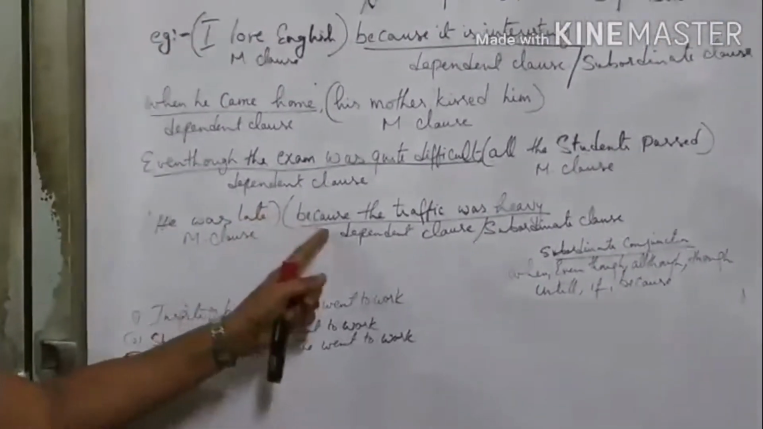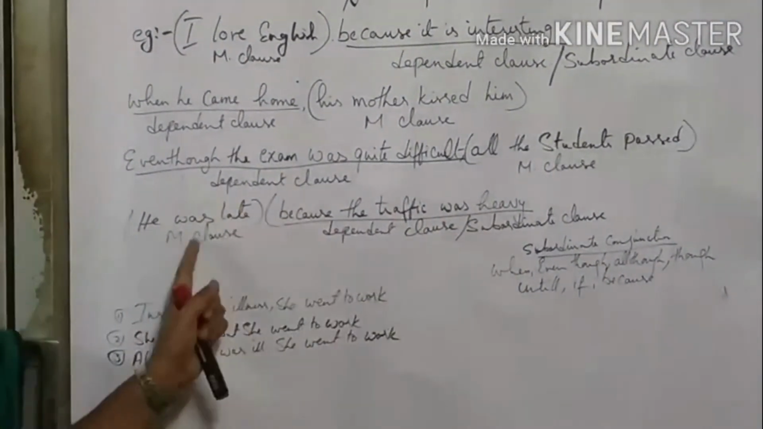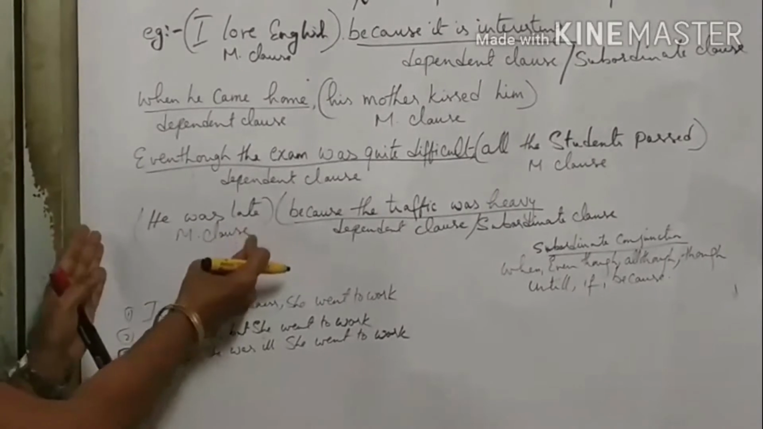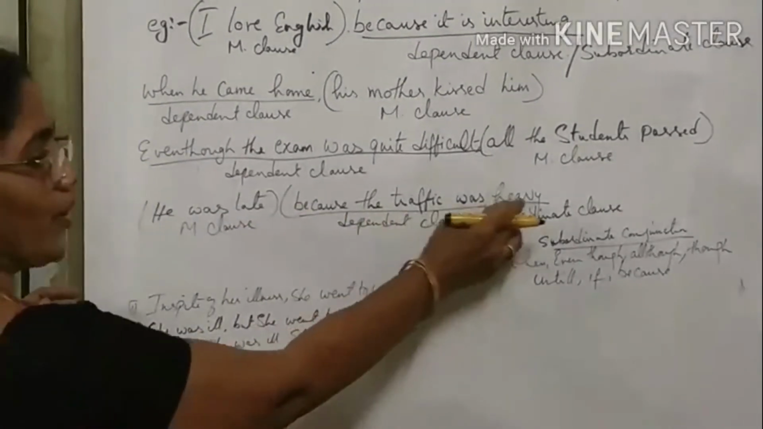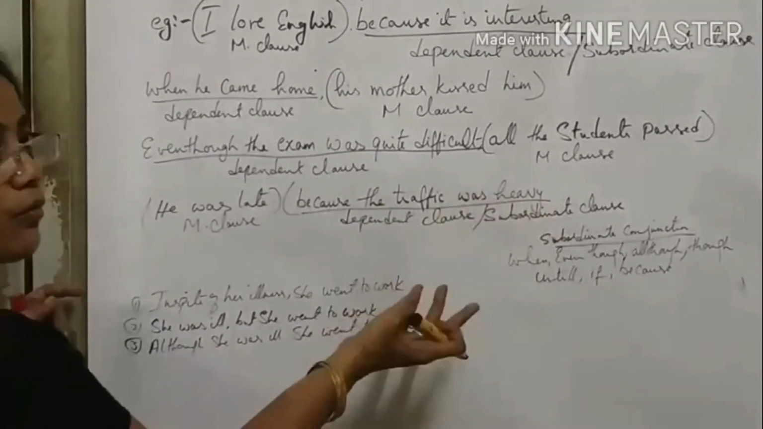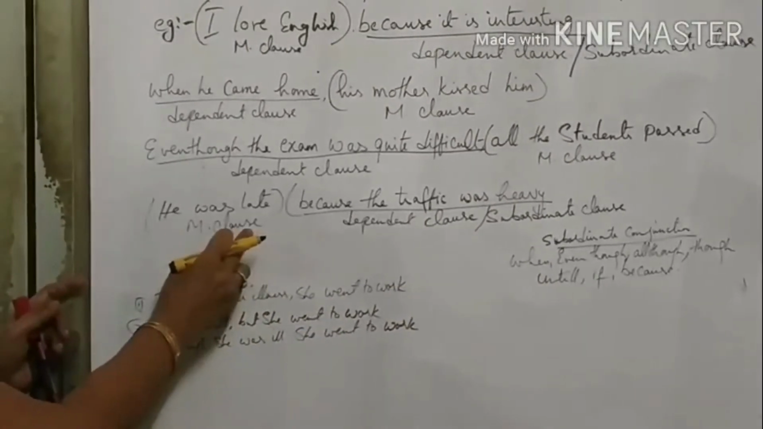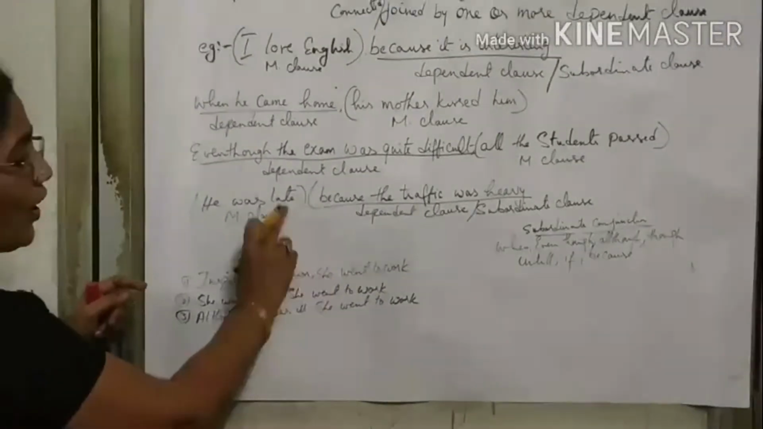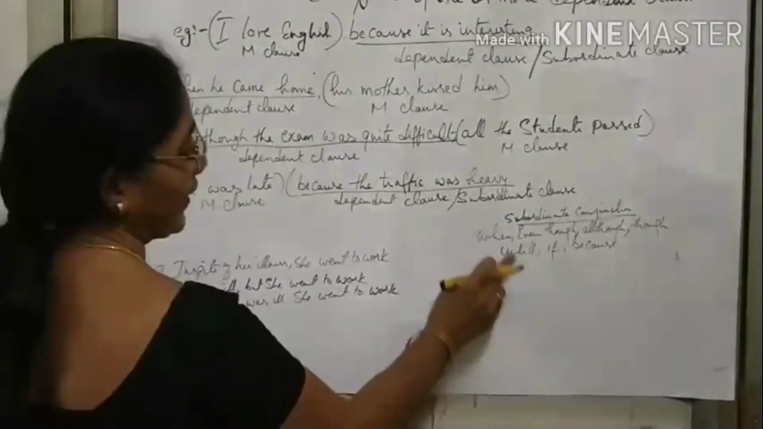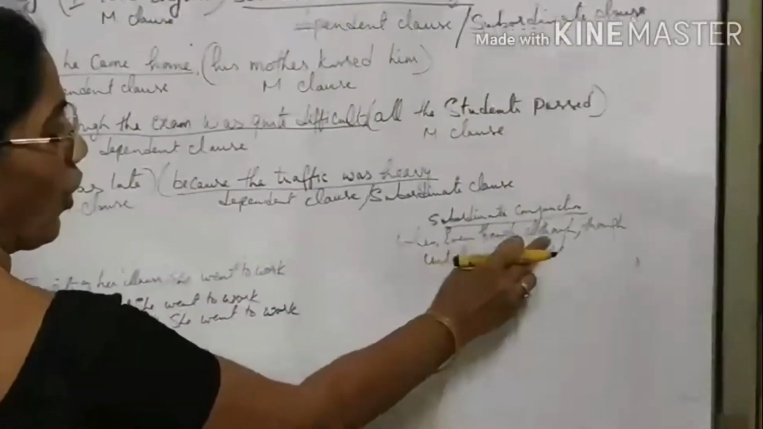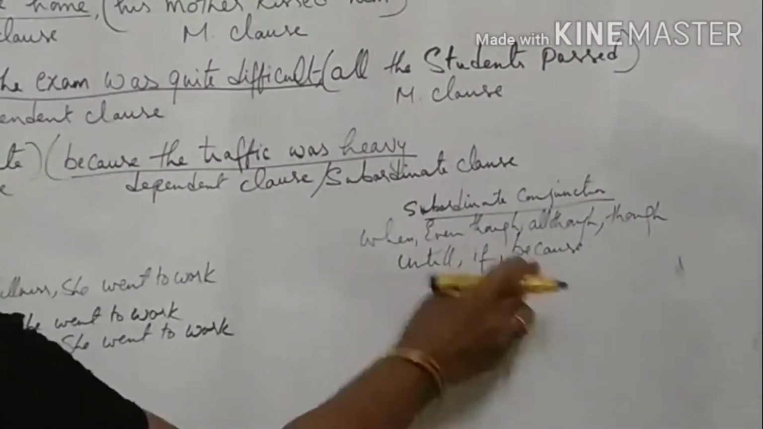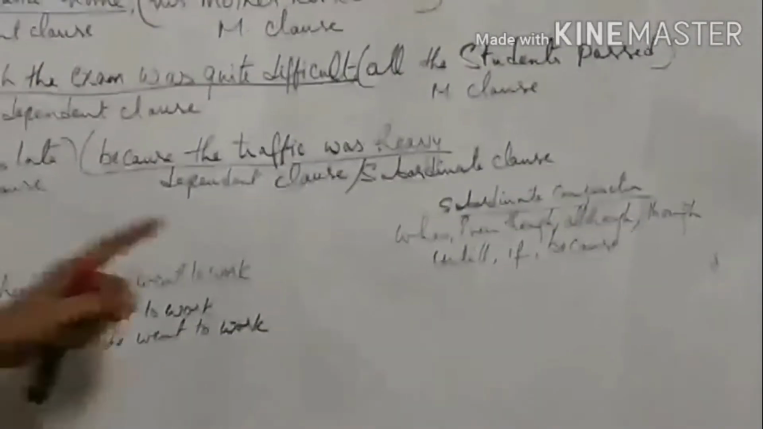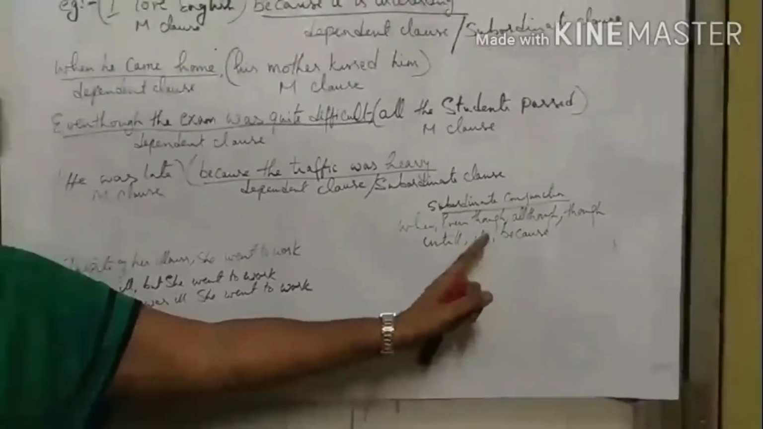He was late because the traffic was heavy. He was late is a complete sentence, main clause. Because the traffic was heavy, what happened? He was late. Why? Got it? Dependent clause and subordinate. Subordinate conjunctions. All these subordinate conjunctions, we call them when, even though, although, though, until, if. So a subordinate clause will begin with these subordinate conjunctions. Always remember that.